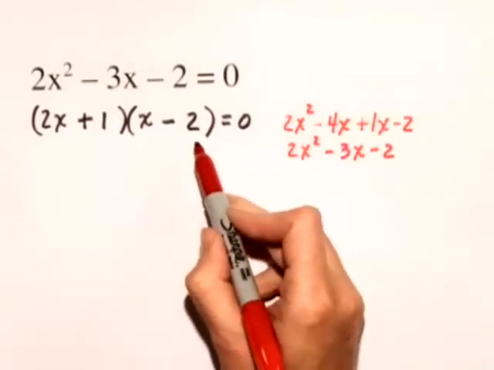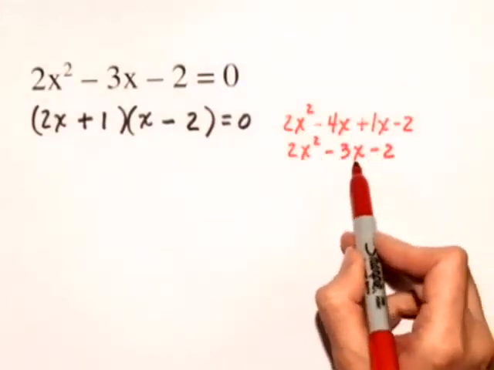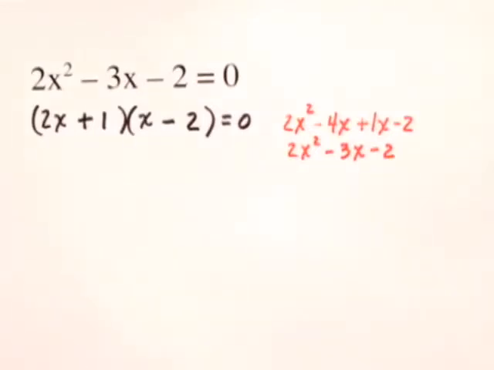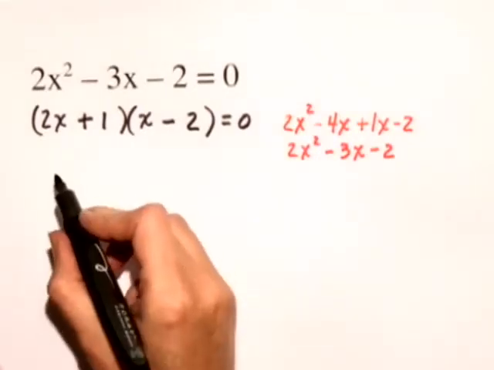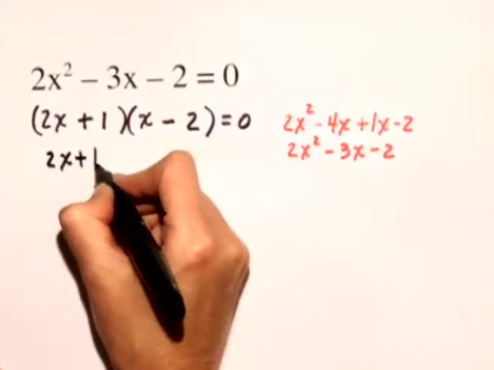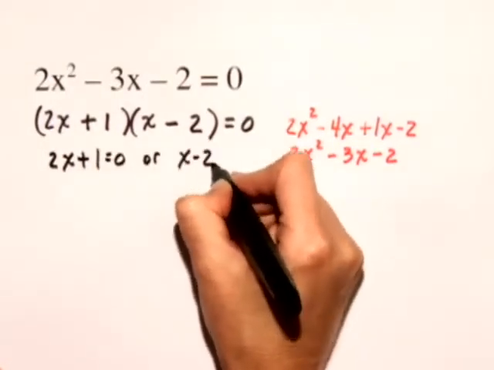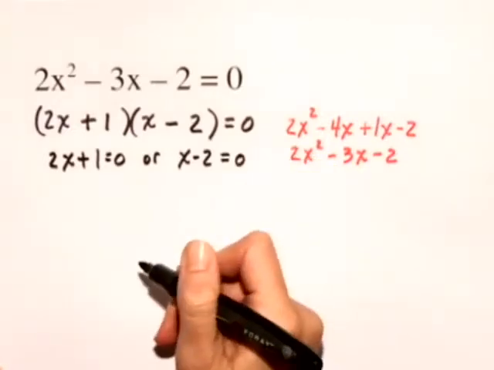So we did factor the left-hand side correctly. It's a good idea to get into the habit of checking yourself to make sure you did factor it correctly. Now let's apply the zero product principle. We set each of these linear factors equal to 0. So we have 2x plus 1 equals 0, or x minus 2 is equal to 0.